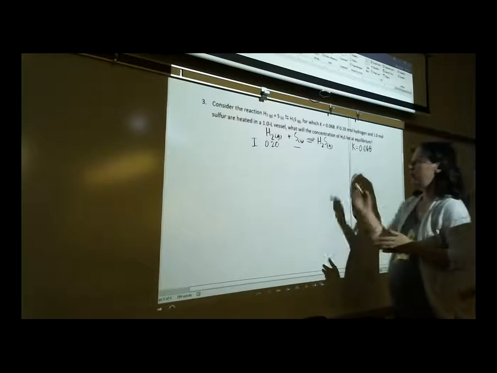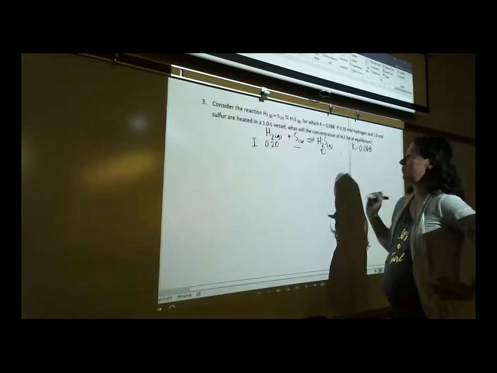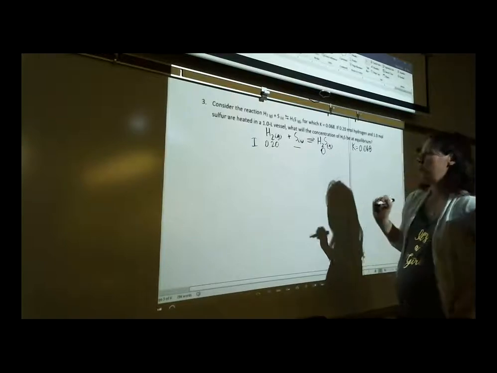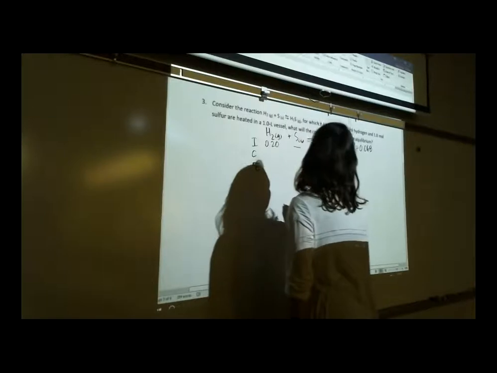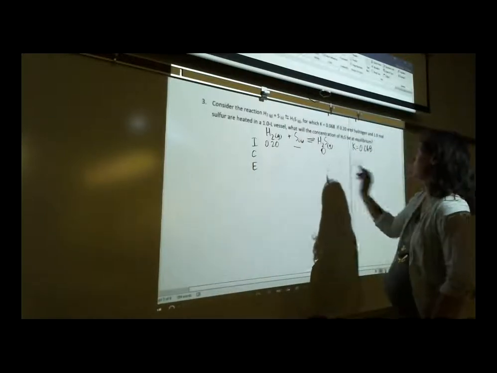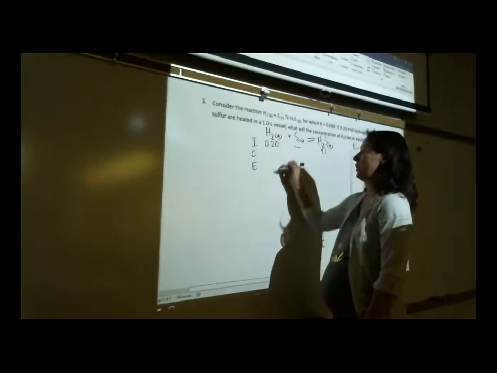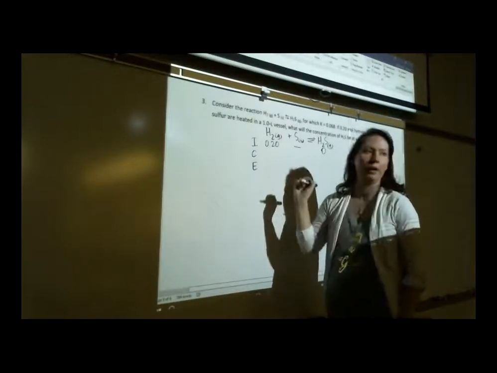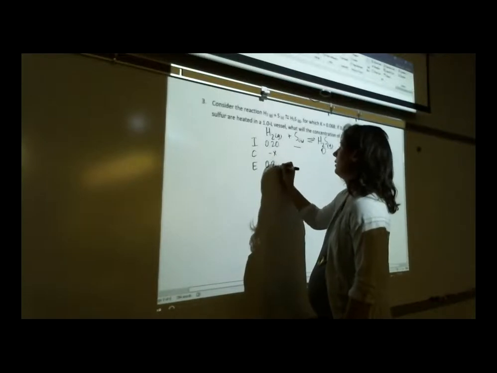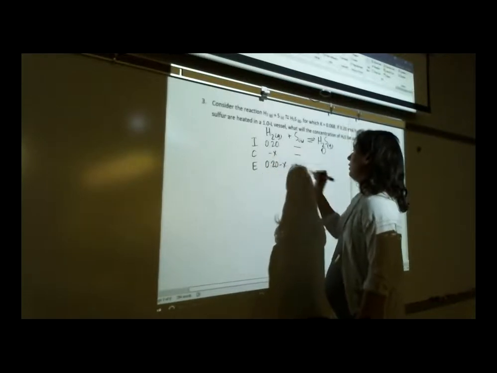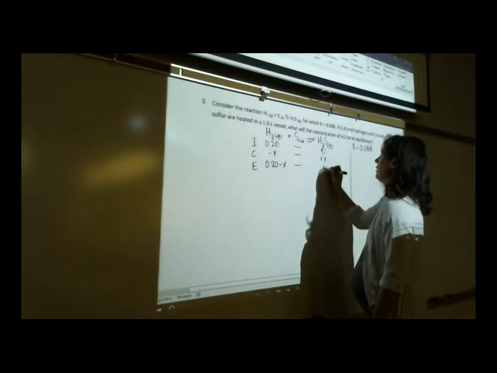Okay. What's my initial concentration of H2S? 0. Okay, so we need to make our equilibrium table. It's asking what's the concentration of H2S. So what's going to happen to H2's concentration? Go up, down, stay the same? It's going to go down by some quantity. We'll call it X. We don't care about the sulfur. This is going to go up by X.